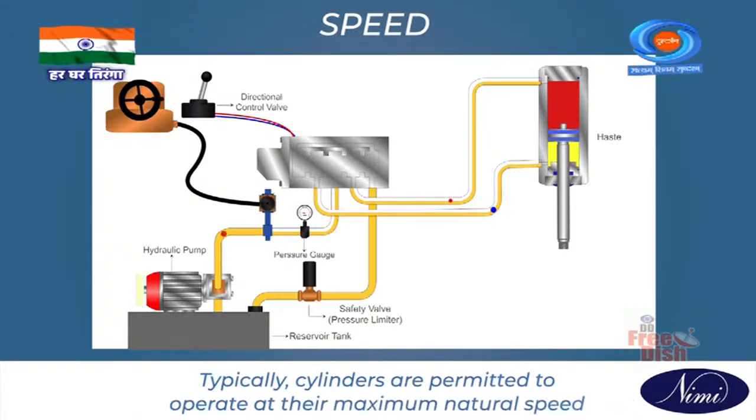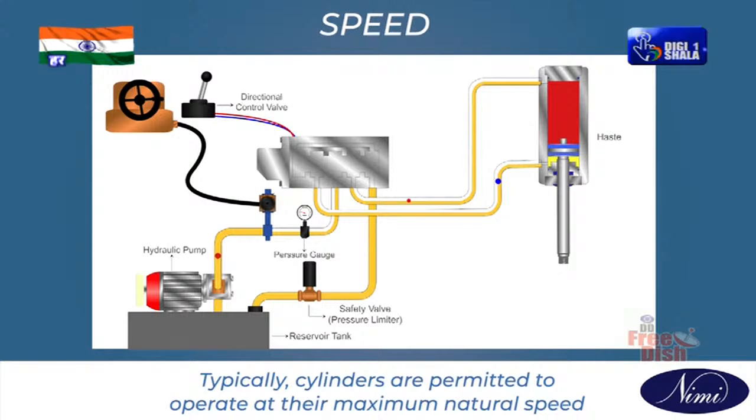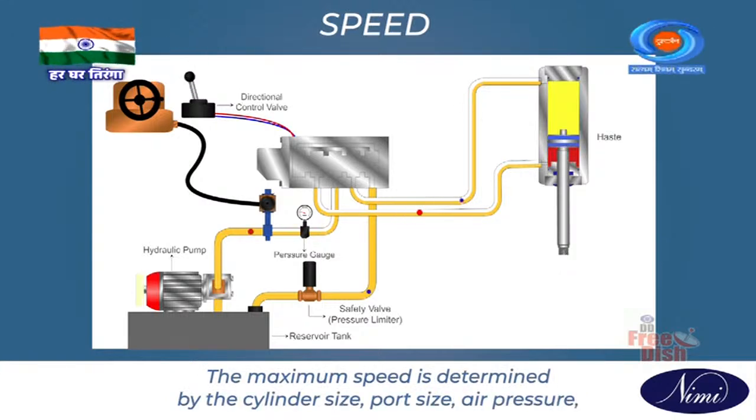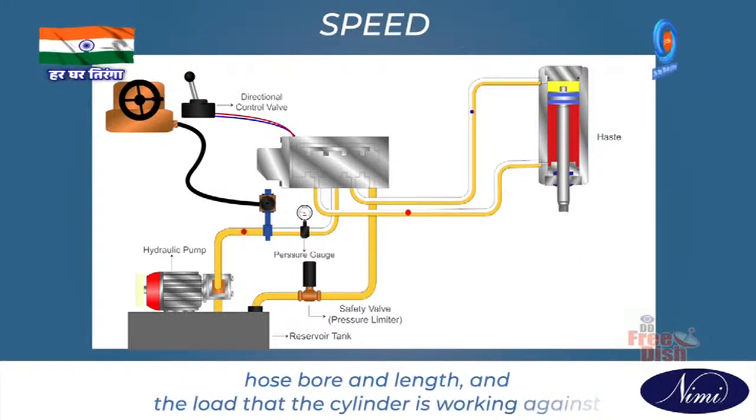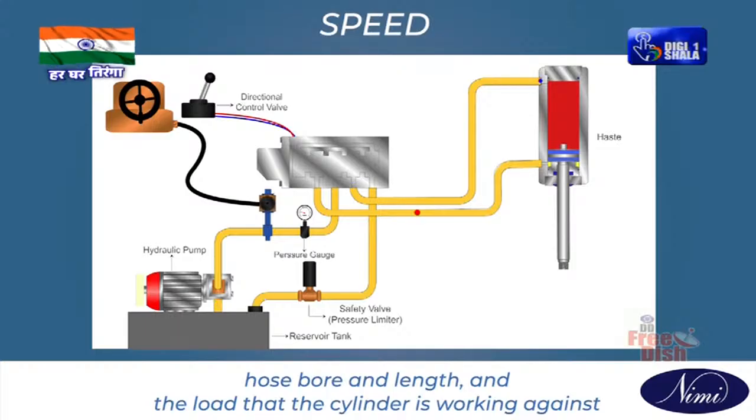Typically, cylinders are permitted to operate at their maximum natural speed. The maximum speed is determined by the cylinder size, port size, air pressure, hose bore and length, and the load that the cylinder is working against.